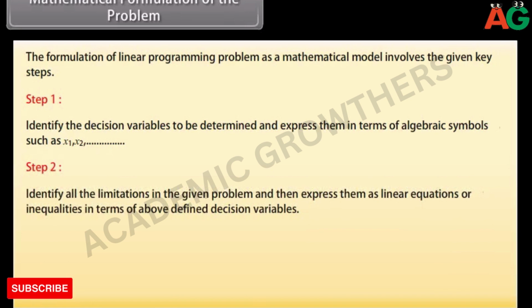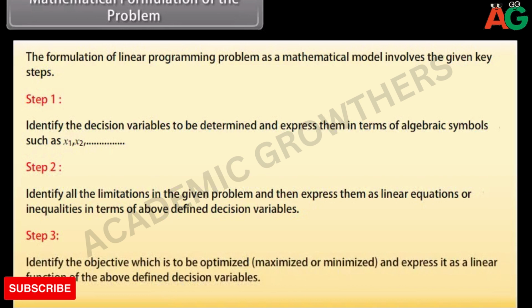Identify all the limitations in the given problem and then express them as linear equations or inequalities in terms of the above defined decision variables. Step 3. Identify the objective which is to be optimized, maximized or minimized, and express it as a linear function of the above defined decision variables.